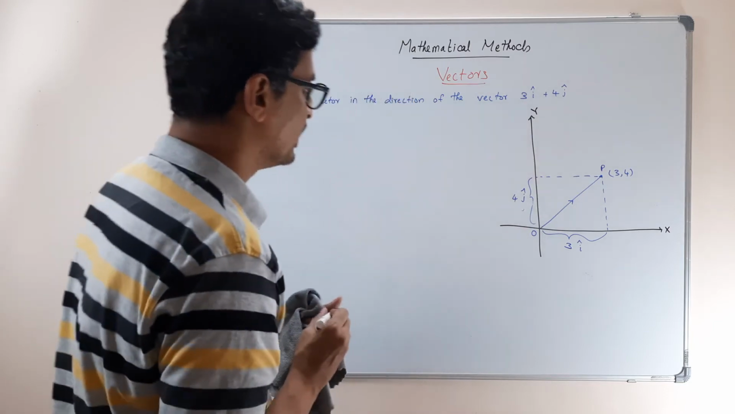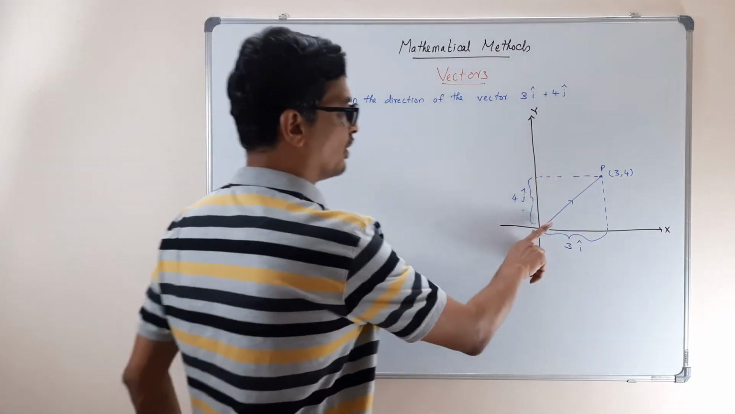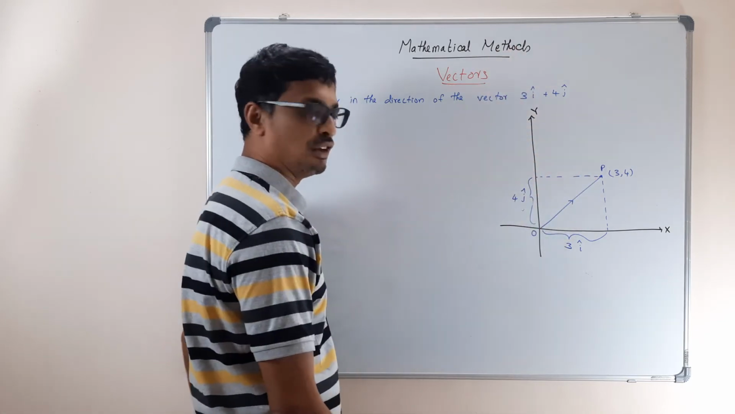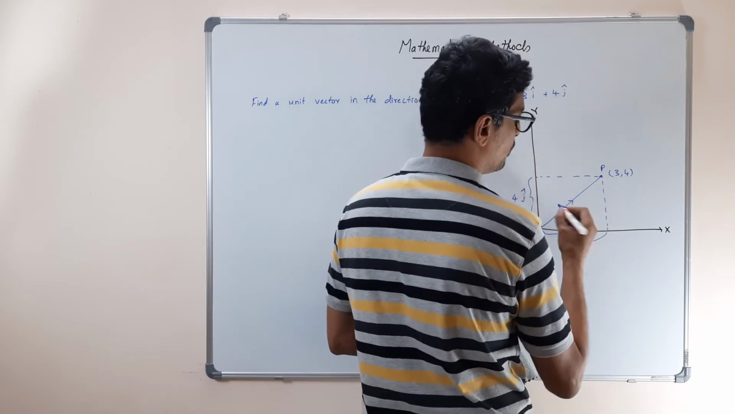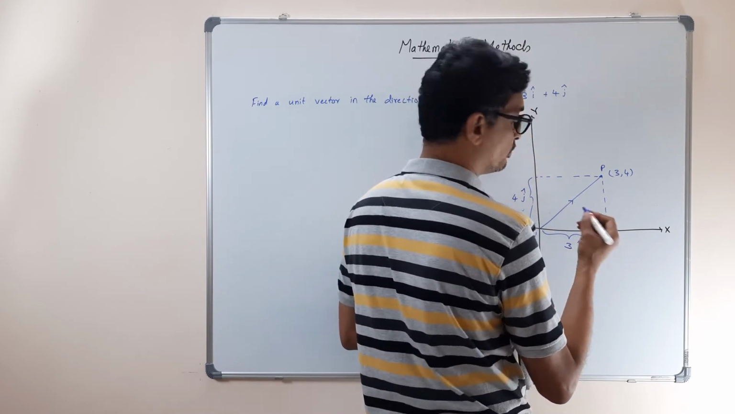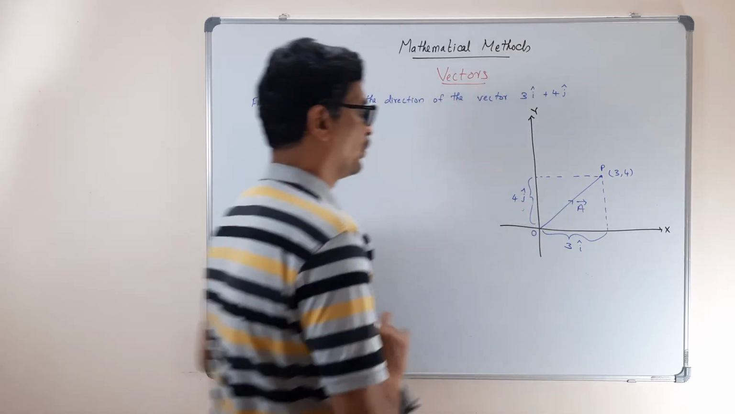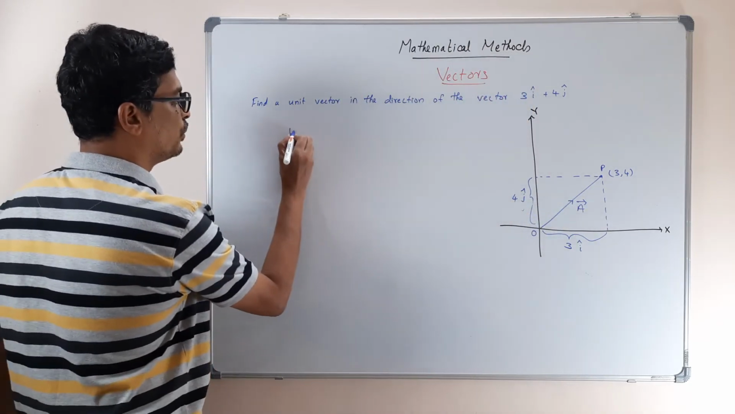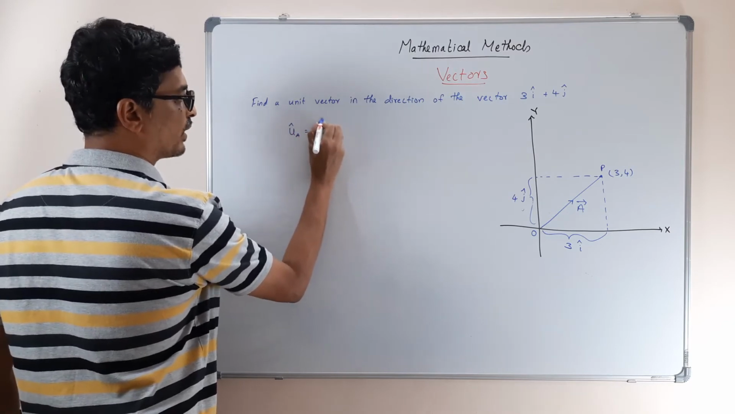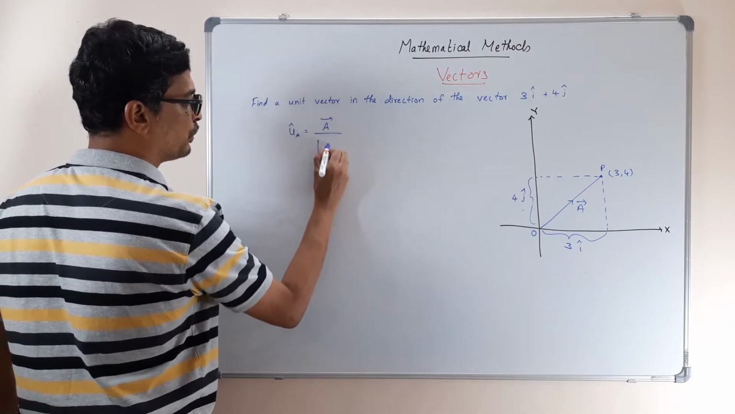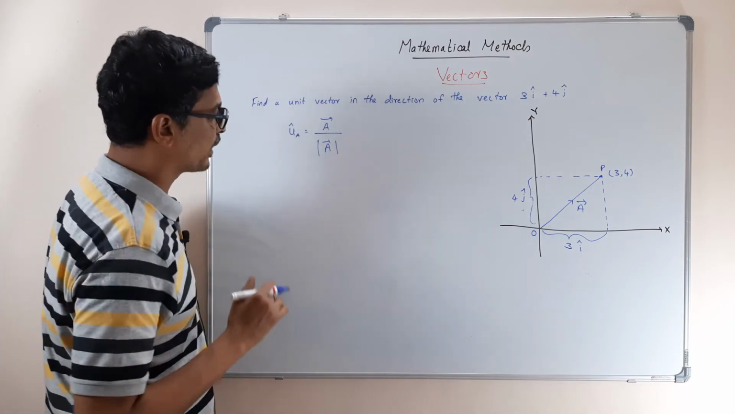So now this is the vector they have given. Find a unit vector in the direction along this vector. So let me call this vector A vector. You know the unit vector UA cap will be A vector divided by the magnitude of A vector. Do you remember that? So now we first have to find the magnitude of A vector.